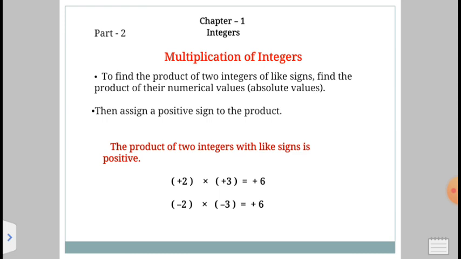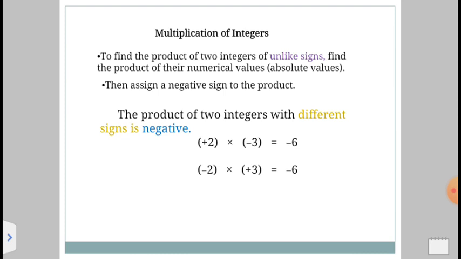Similarly, minus 2 into minus 3. Here we have two negative integers. Still the product remains positive. Minus into minus is plus. So minus 2 into minus 3 is equal to plus 6.